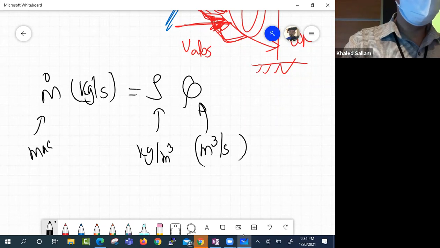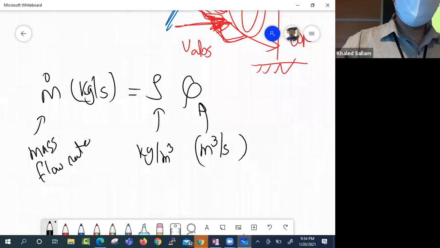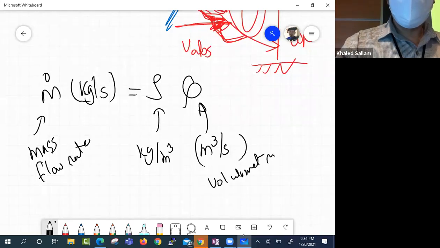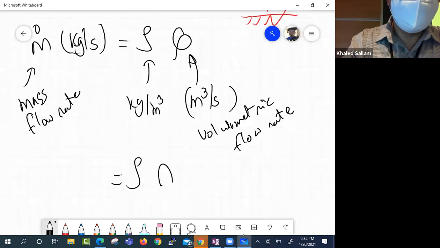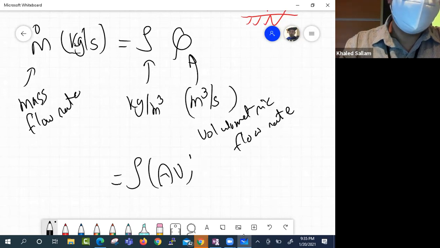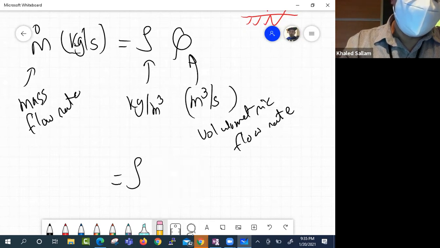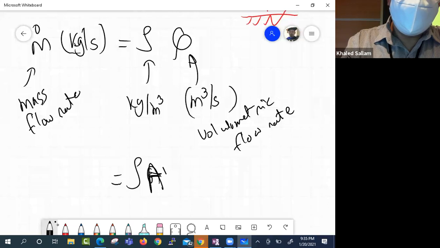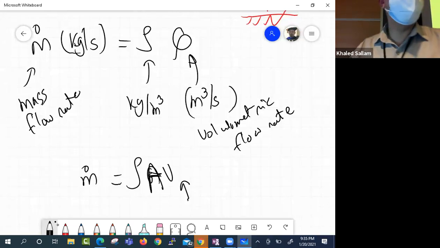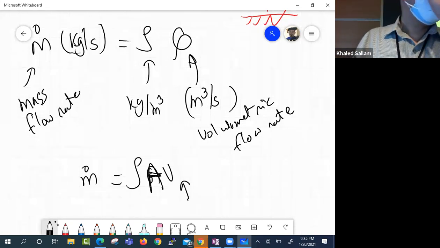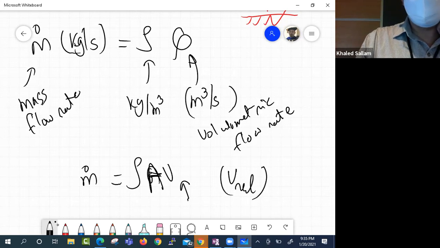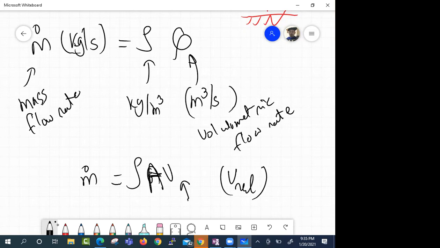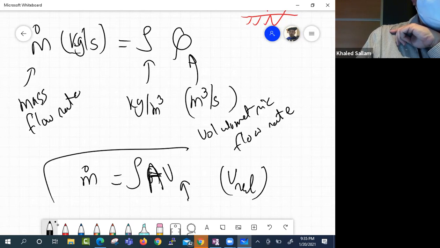So this is mass flow rate, and this one is volumetric flow rate. Right? Then the Q can be further written as A times V, right? So m dot is rho A V. And the question is, what V should we use? Should we use V relative or V absolute? Always V relative when it comes to m dot. Excellent. So when it comes to m dot, you should use V relative.